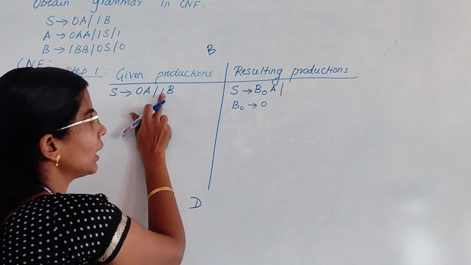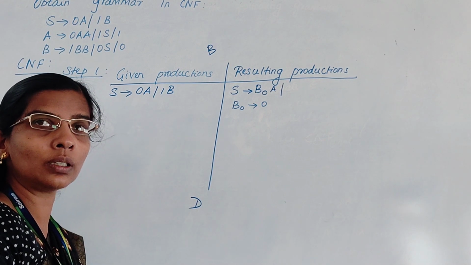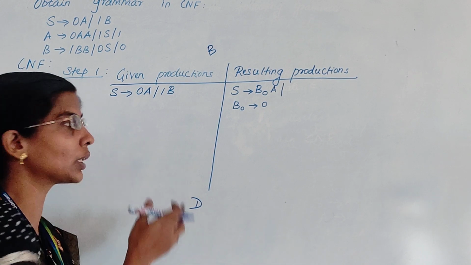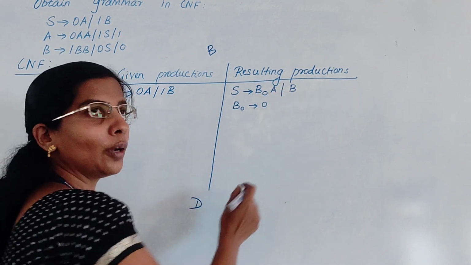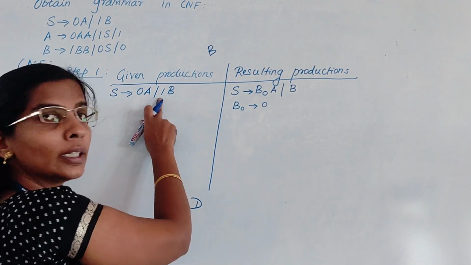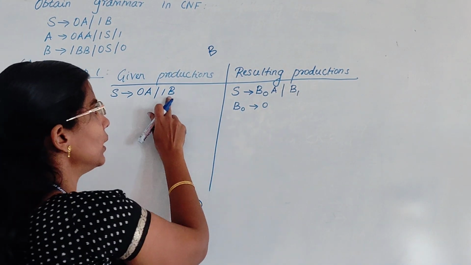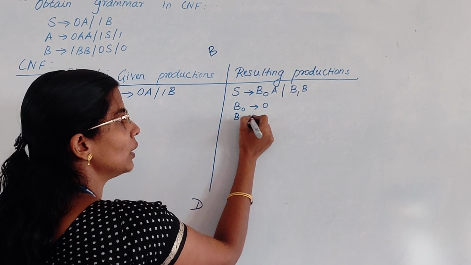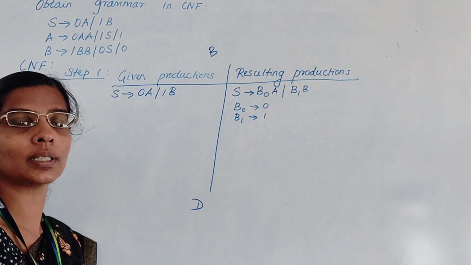Right? Next here again you see it is a mixture of terminal and non-terminal. So I should go for conversion. I should convert this terminal 1 to non-terminal. Again I use this B only. And what should be the subscript of this B? The subscript of this B is your terminal. Then you write this B as it is. Now write what is B1. B1 is nothing but 1.